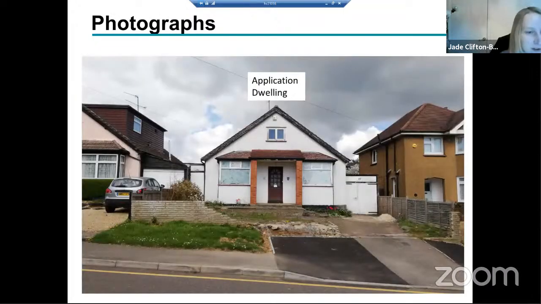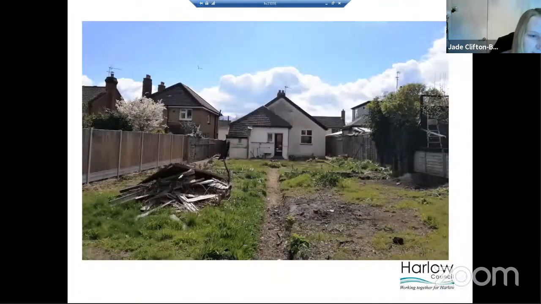Now we move on to the photographs. This is the site from the front as existing. Got number 45 on the left, the side box dormer, and then to the right is number 49. This shows the rear of the site. It has a relatively deep garden.